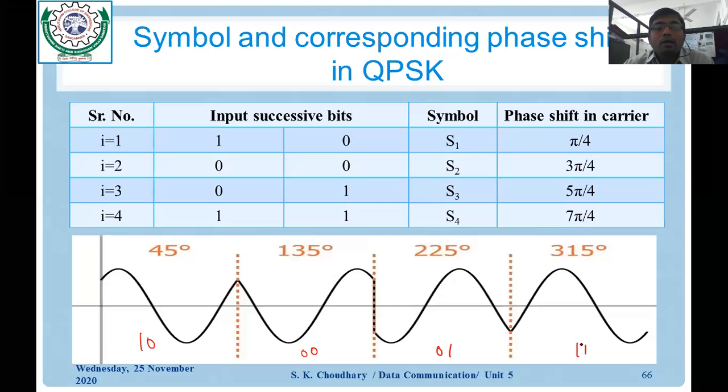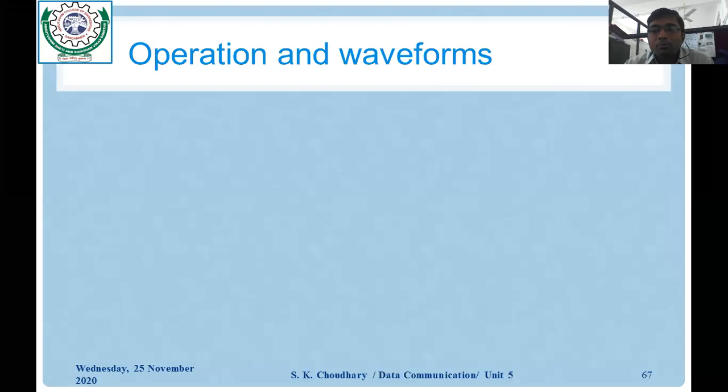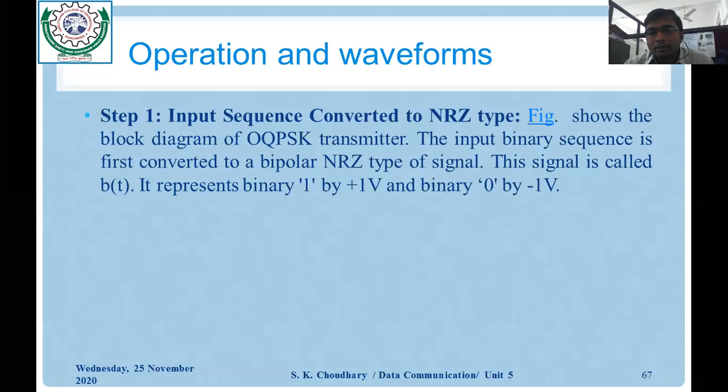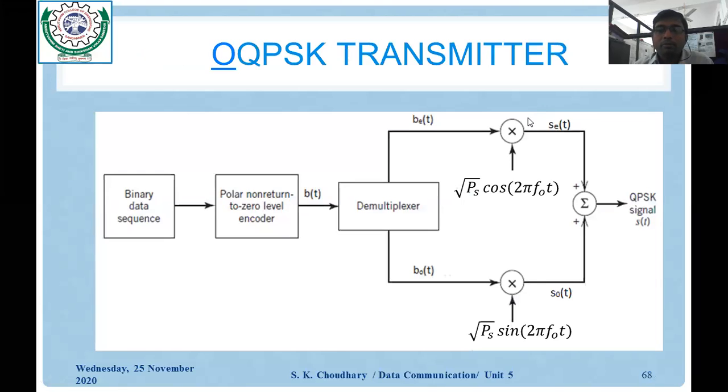Okay, now come to the operation and waveforms of this particular technique. So there are some steps I have mentioned here. The first step is the input sequence conversion. If you refer to the transmitter diagram, it shows the QPSK signal transmitter. The input binary sequence is first converted to the bipolar NRZ signal. Okay, and this signal is called BT, and it represents binary 1 by +1 volt and binary 0 by -1 volt.